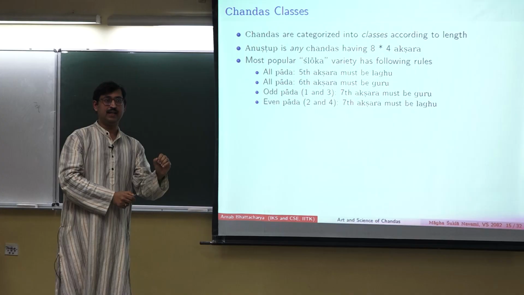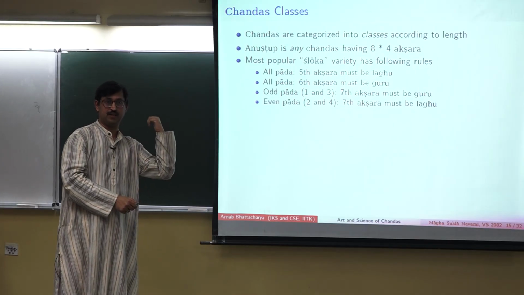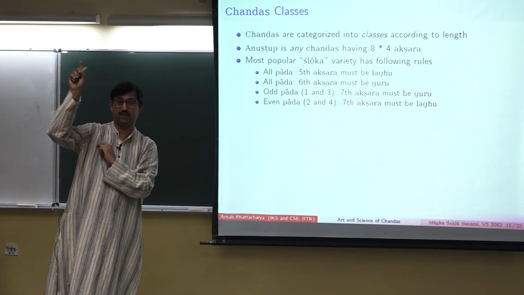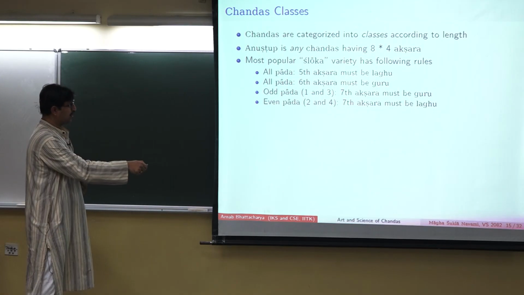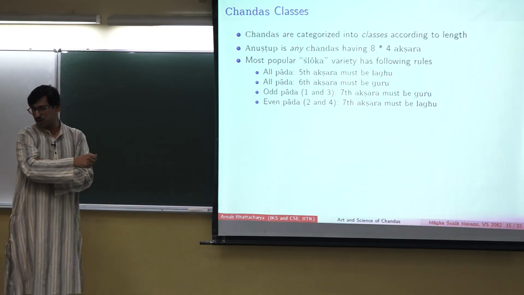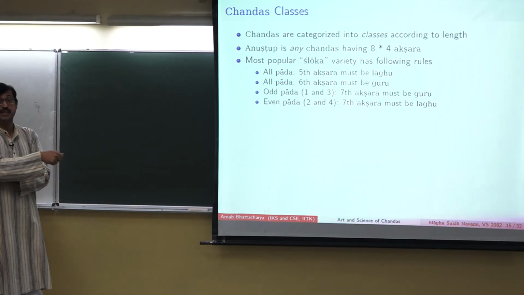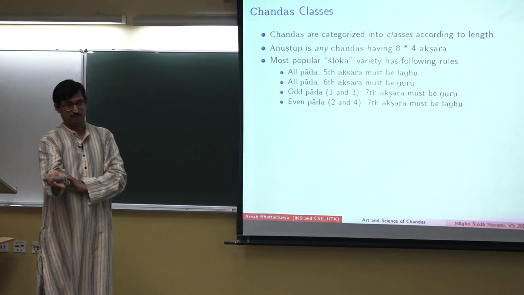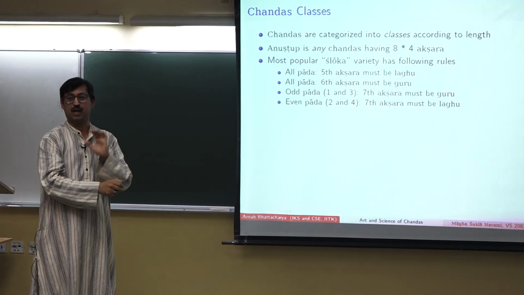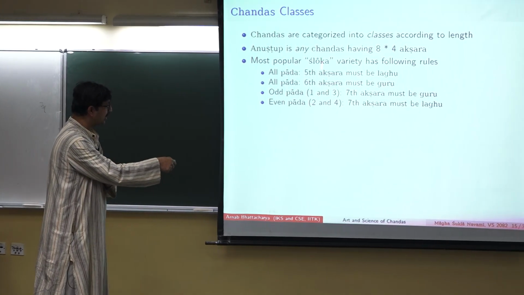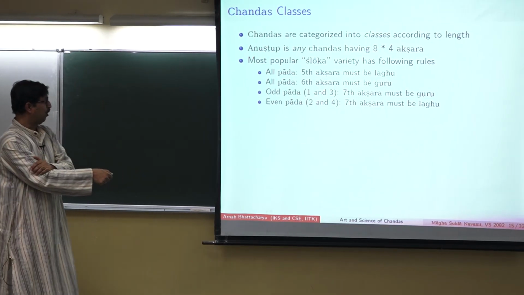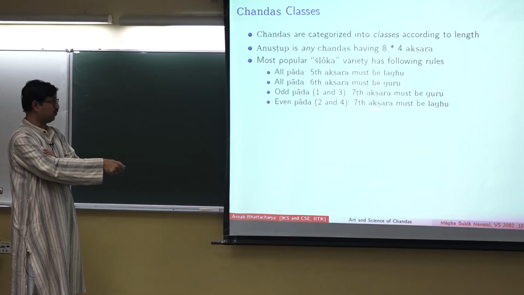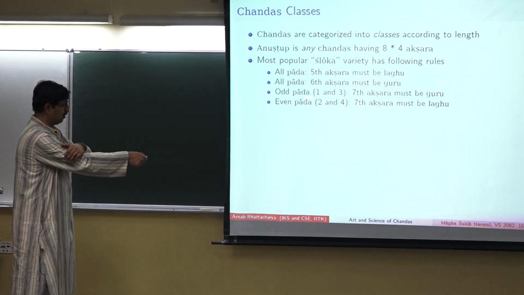Okay? So we saw Bhujanga Prayata, right? That is 12. 12 times 4 is not Bhujanga Prayata, there is a jati name, a class name for that. Correct? So Anushtup is a class of these things. But by Anushtup, what we mean is the most popular sloka variety. This is the most popular sloka in Sanskrit. Almost the entire Bhagavad Gita and many other things are mostly in this sloka. It has its own description: in all padas, the 5th akshara must be Lagu, the 6th akshara must be Guru, in the odd pada the 7th must be Guru, and the 7th akshara must be Lagu for the even pada, etc.